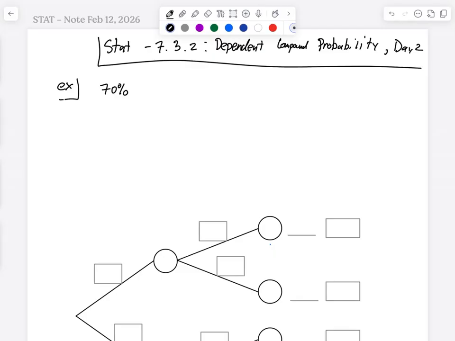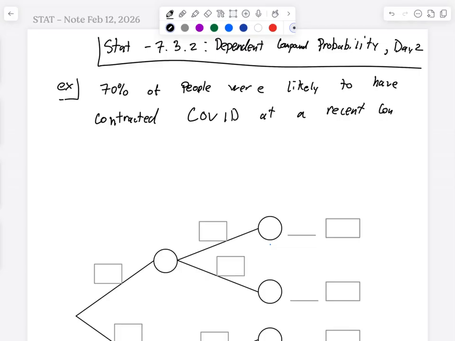70% of people were likely to have contracted COVID at a recent concert. All people were tested. Okay?